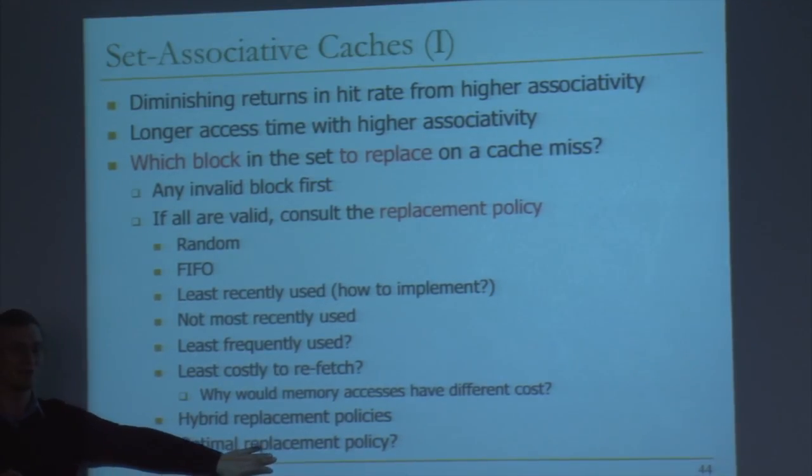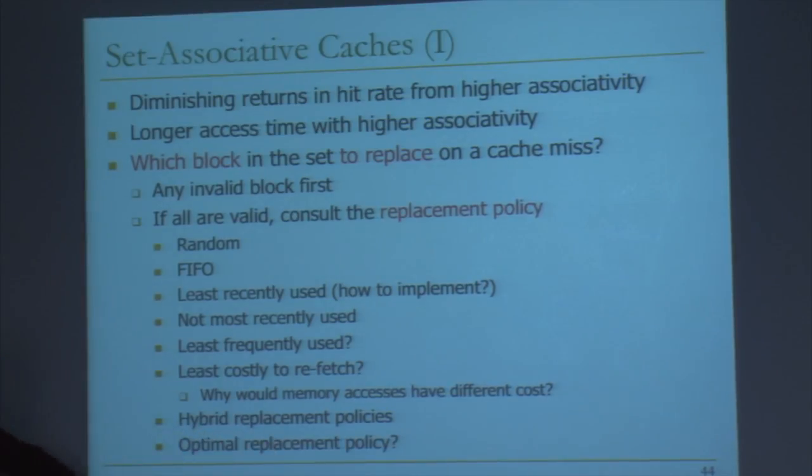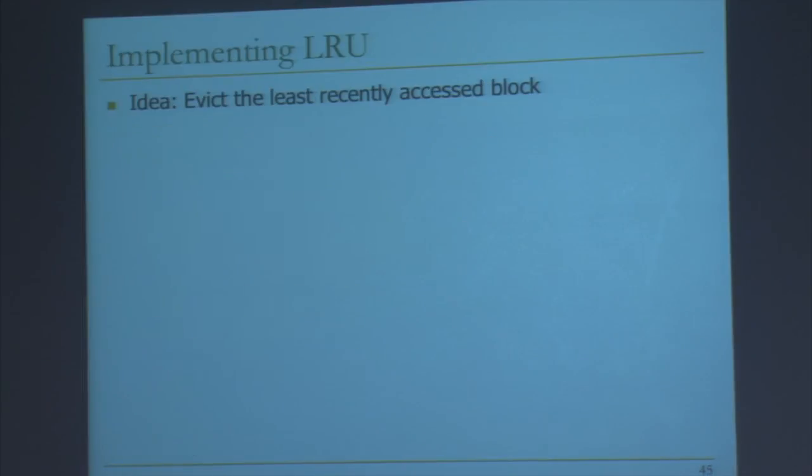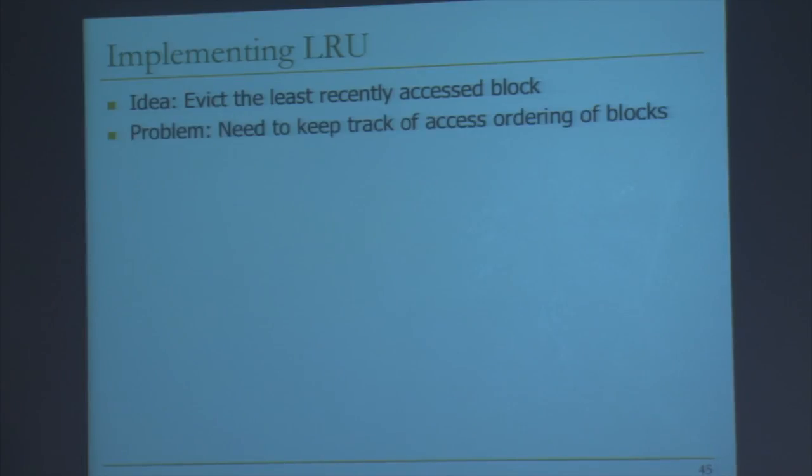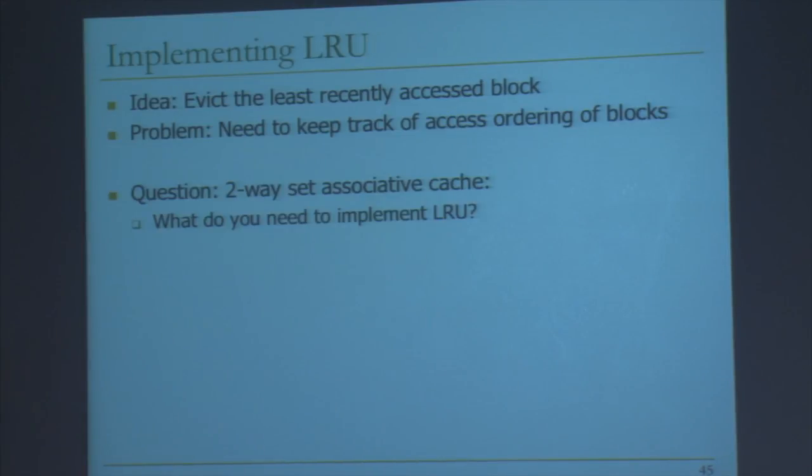The question is, how do you actually figure that out? Well, this requires knowing the future, right? And we cannot do that today, at least. But we can predict. Okay, let's take a look at implementing LRU a little bit. The idea of LRU is to evict the least recently accessed block. The problem is, this requires the processor, the cache, to keep track of the access order of the blocks, right? You need to keep an ordering or timestamps. And timestamps are actually not very feasible if you have very large associative caches.